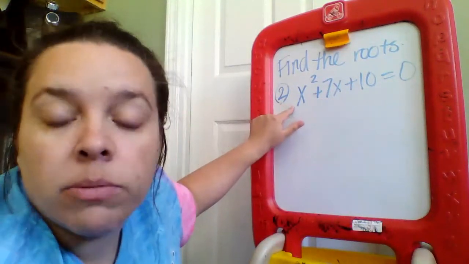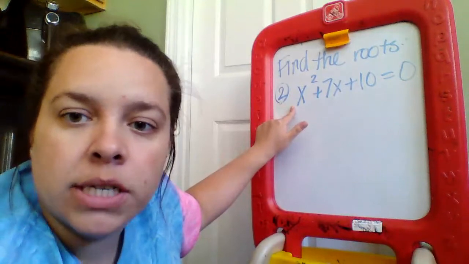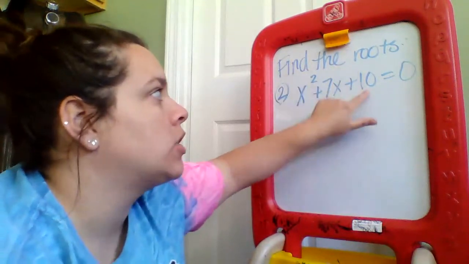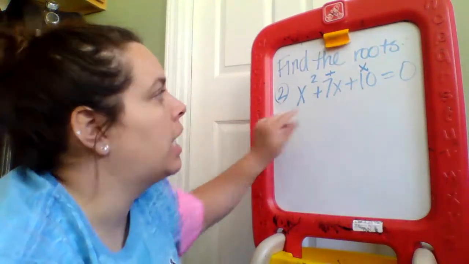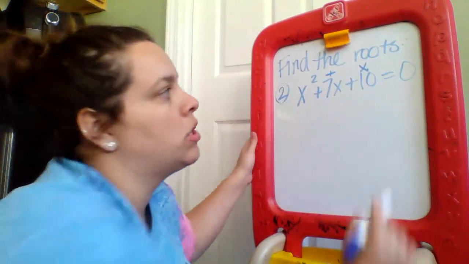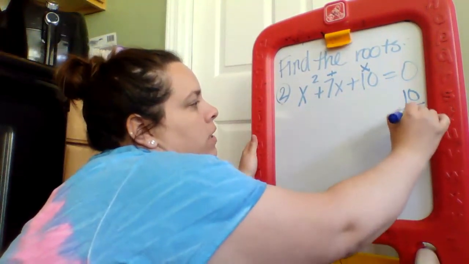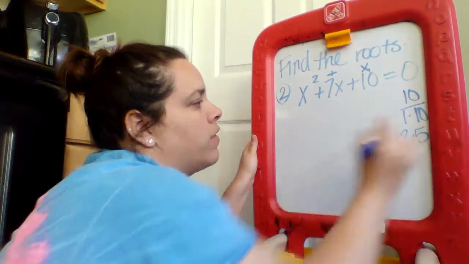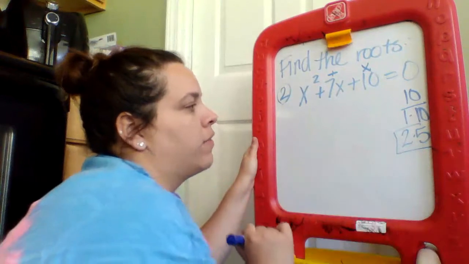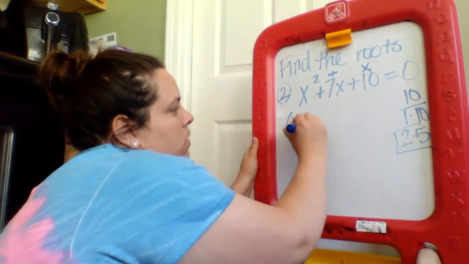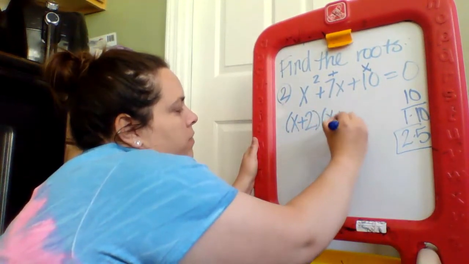Look, no a term, which means that we're back to some easy factoring because these are going to be mixed in as well. So I just asked myself, what 2 numbers multiply to 10 but add to 7? And they're same sign, both positive. So 2 numbers that multiply to 10, 1 times 10 or 2 times 5. Which one of them would add to 7? 2 and 5. So x plus 2 and x plus 5.